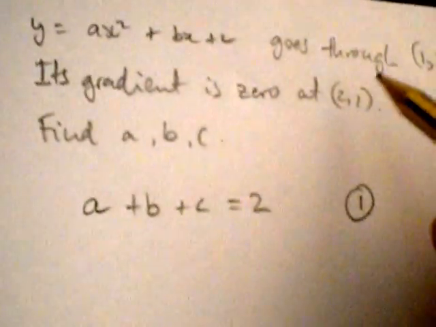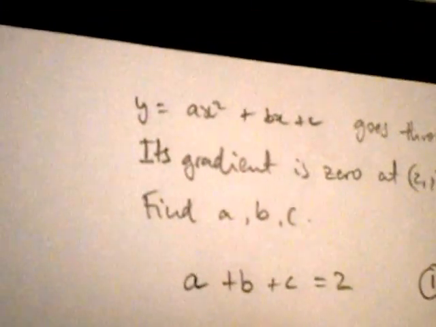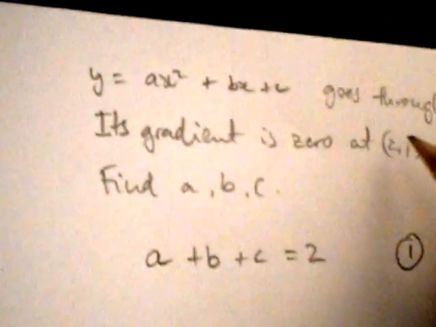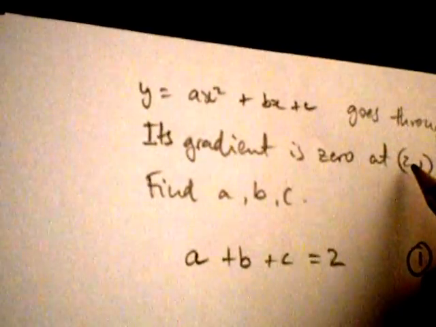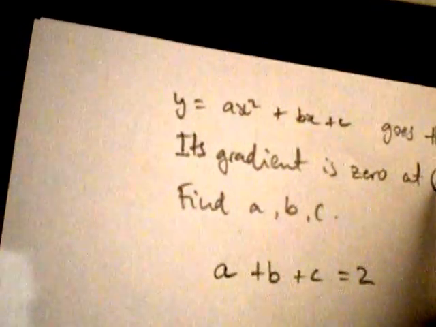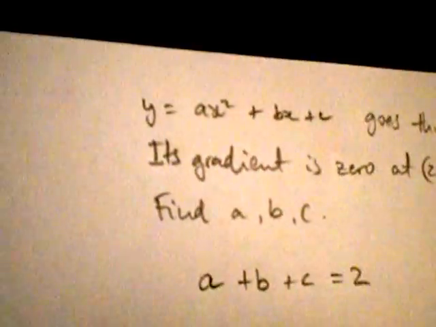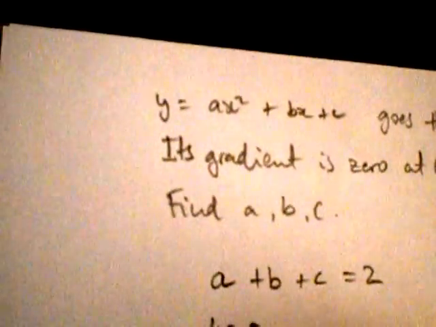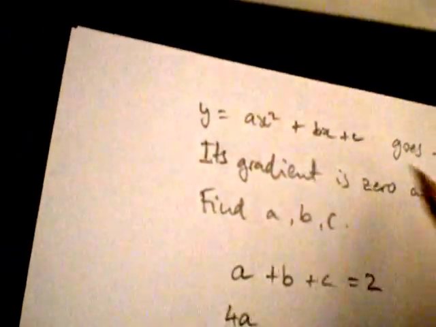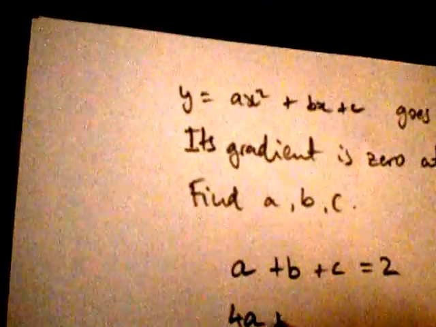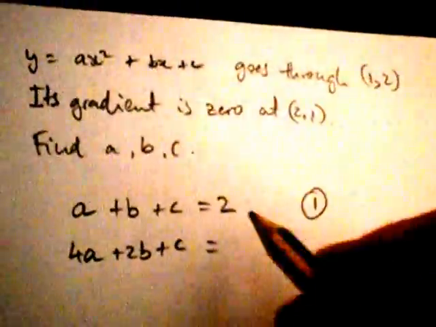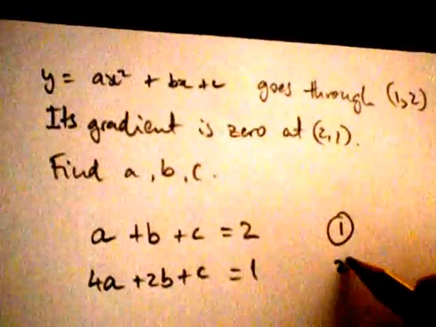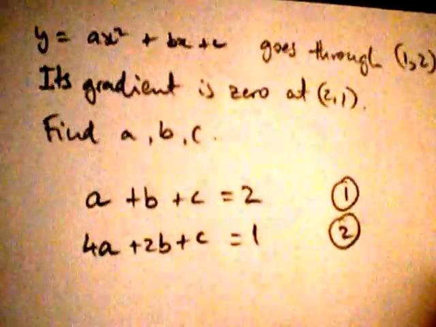Okay, then if we use this point, we are going to substitute the x value of 2, so 2 squared is 4, and therefore we have 4a, b times 2, and that's c again, and this time the whole thing comes to 1. So now we have two equations.